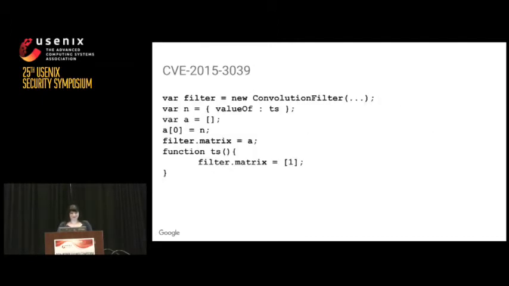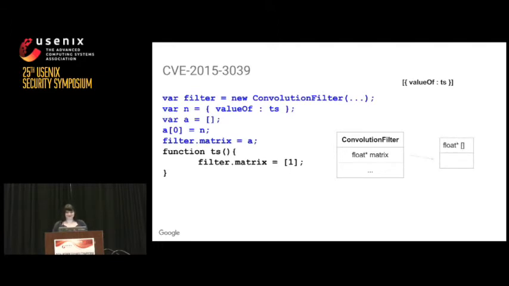So for this bug, what happens here is you create this class called a Convolution Filter. There it is. And then you create this other object. It's an object, and it has a function called valueOf defined, and then you put it in an array. And then you call this vulnerable function. And what this vulnerable function does is it allocates memory and then tries to copy this array into the memory. And it has to be an array of floats because that's what image filters use. So it starts off, it allocates this float array, and then it tries to convert the array to floats.